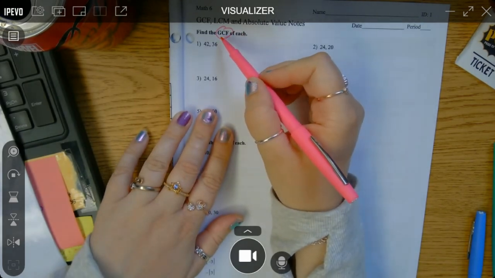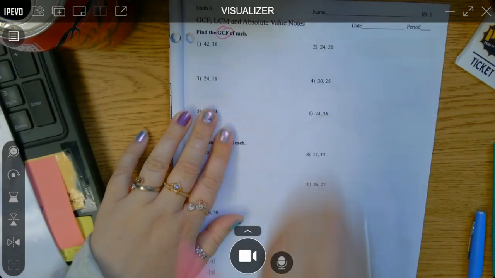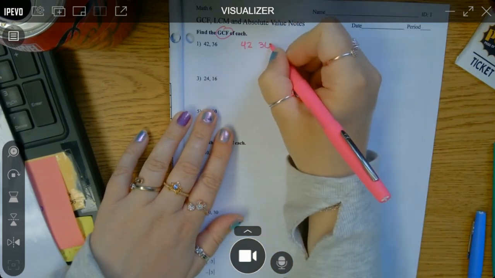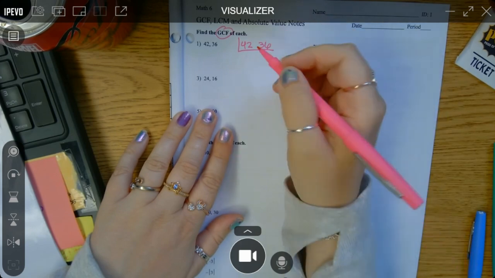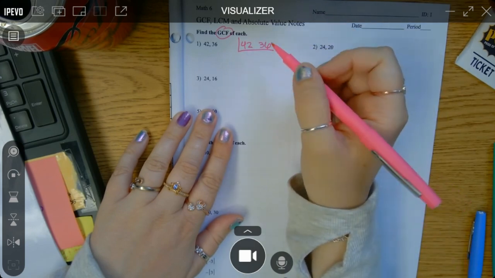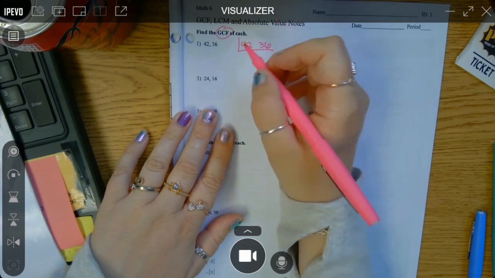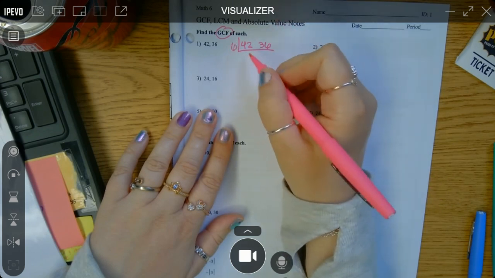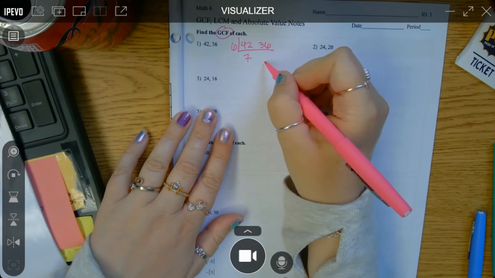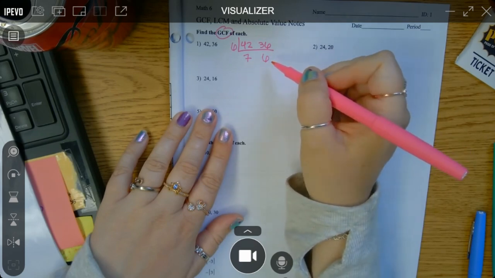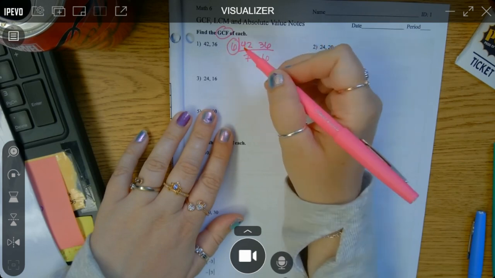So it's the biggest number that can go into both of these numbers. And the easiest thing to do it is like an upside down division sign, or they call it the upside down cake. So what can go into both 42 and 36? Yeah, 6 can, because 6 times what is 42? 7. And 6 times what is 36? 6. Now, can anything else go into 7 and 6? Nope, you're done. So it's a 6.